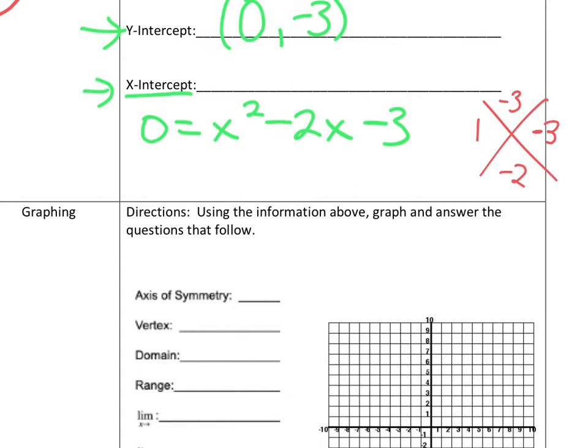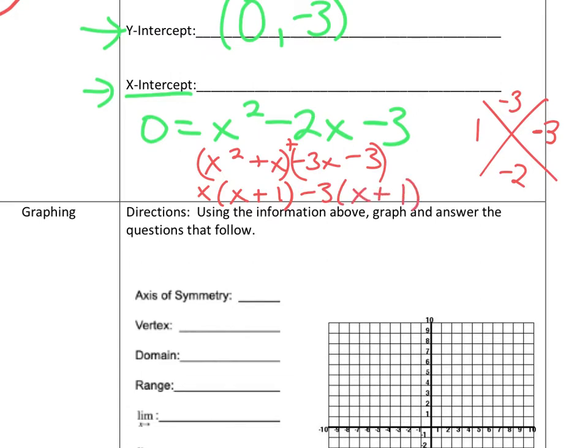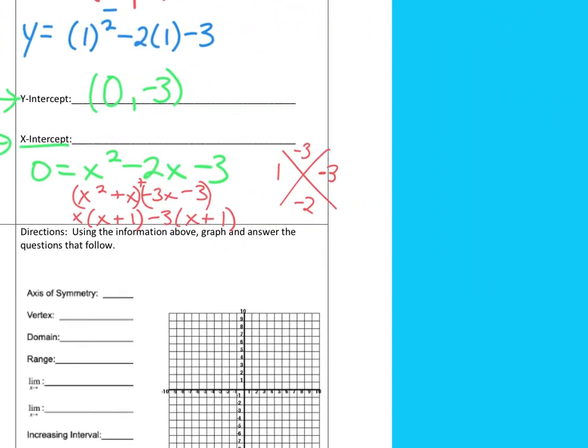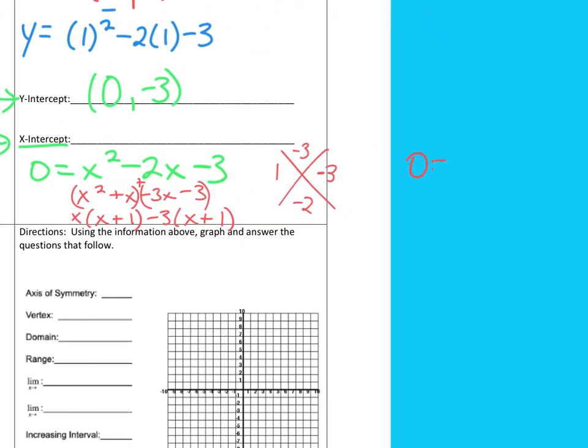So now we just factor by grouping. So we got x squared plus x minus 3x minus 3. Group together what we can. These first terms are going to have an x in common. These next terms are going to have a negative 3. So when I'm done, I'm running out of room over here. I'm going to end up with 0 equals x minus 3, x plus 1.